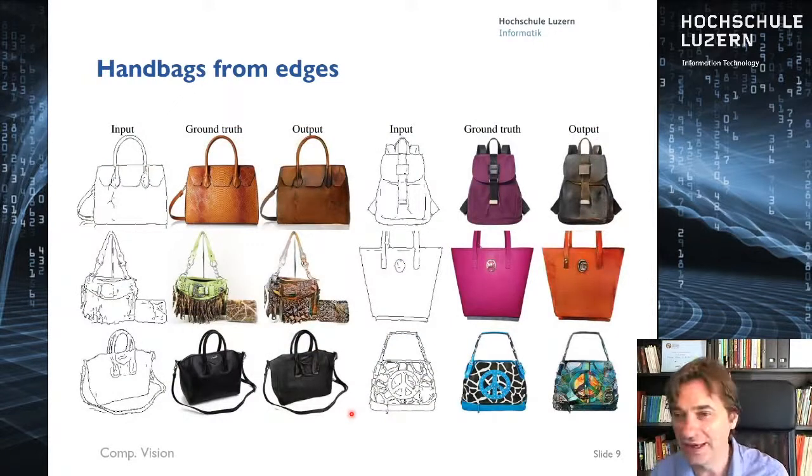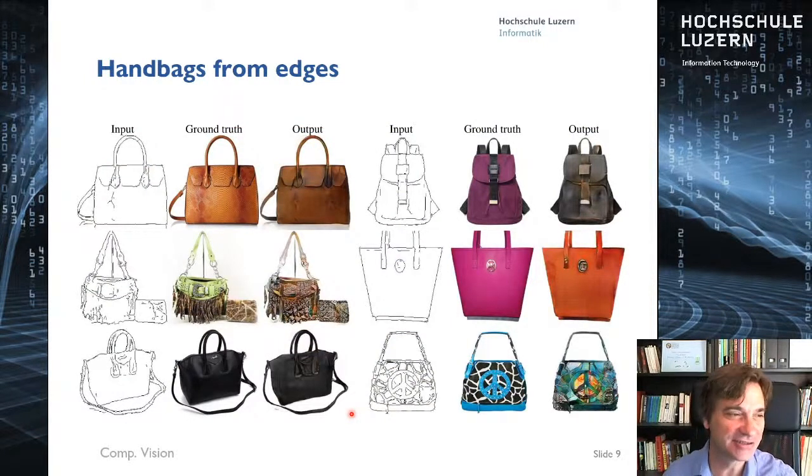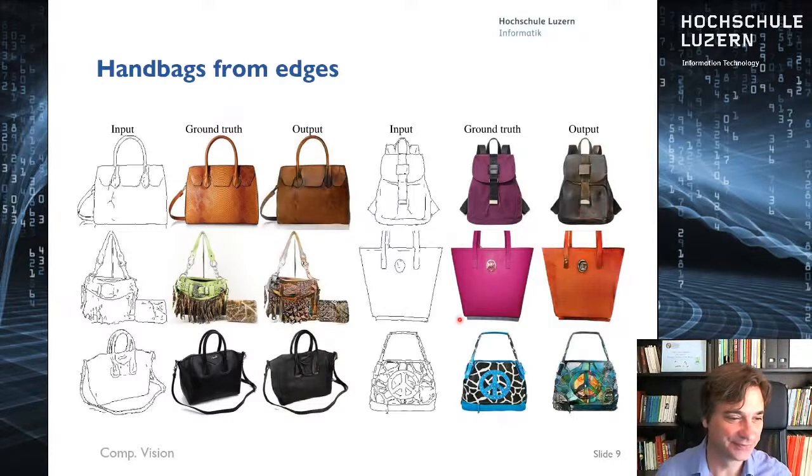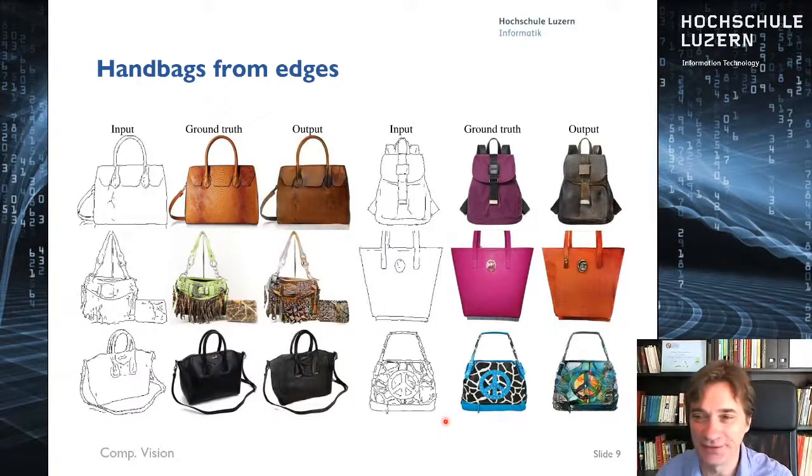Or here from edges, here it's handbags from edges. So as input, then you could just draw a handbag. This would be the ground truth. It does not produce the ground truth, but it produces something that really looks like a handbag. Also, for example, here, maybe it didn't expect a pink backpack, but it produces a backpack that looks like it could be a real picture, I think. So the textures are not correct, but overall I think they look quite convincing.